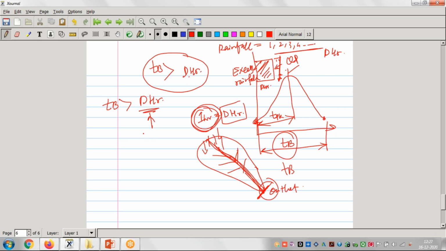This is our rainfall duration, right? And this is the duration from where the hydrograph starts and where it ends. So this is our TB. This TB is always greater than our D hour, right? Now, I will give you one small example, and then it will be more clear to you.